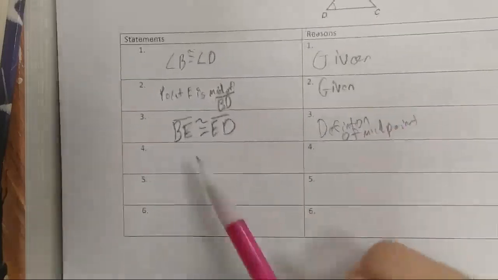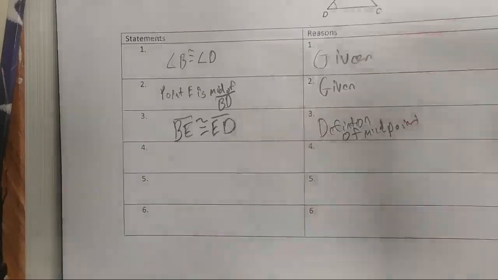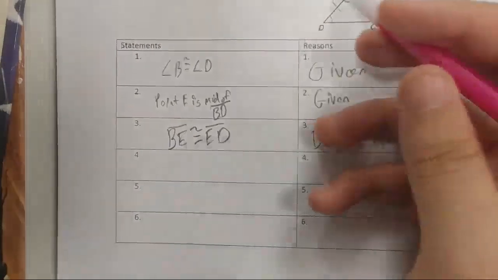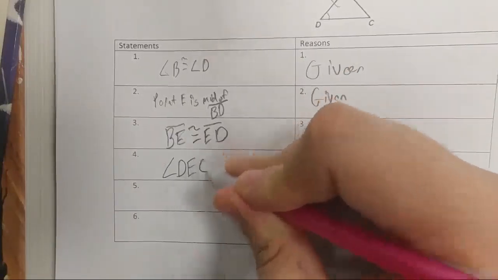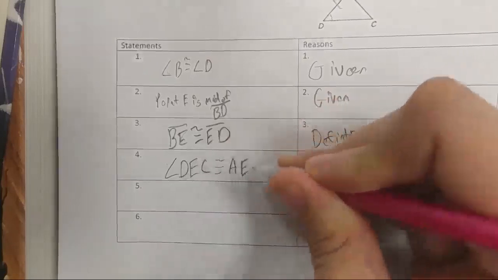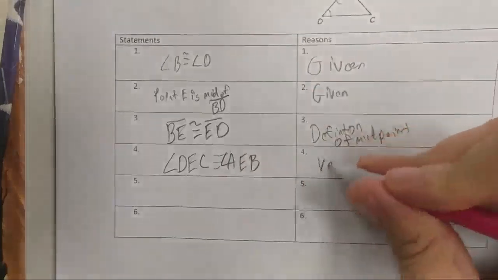Okay. Number 4. So we know that. Oh, I know this angle E and angle E. I have to be a little bit more particular because there's multiple angle E's. So angle DEC, that's the bottom one, is congruent to angle AEB, that's the top one. I know that because of vertical angles.